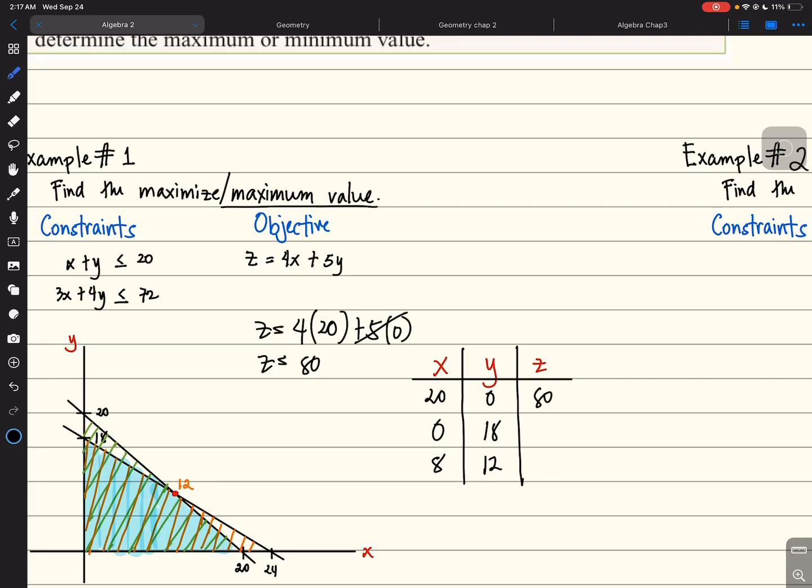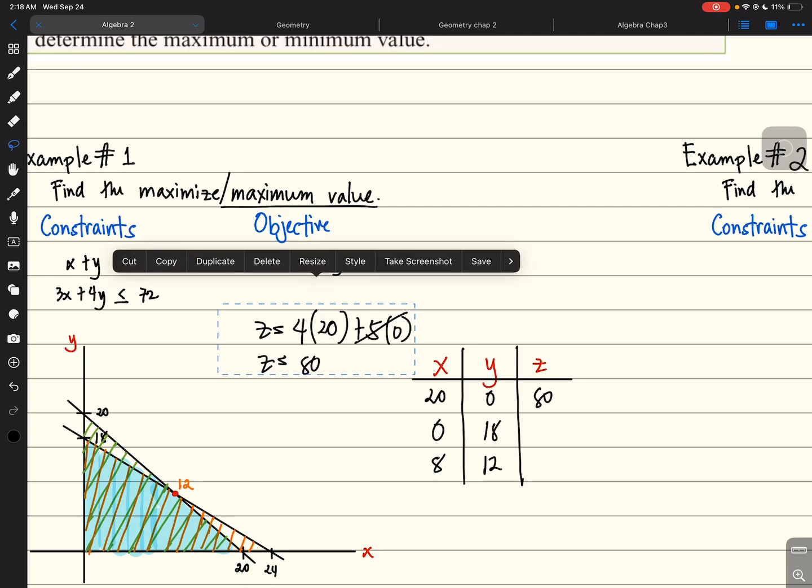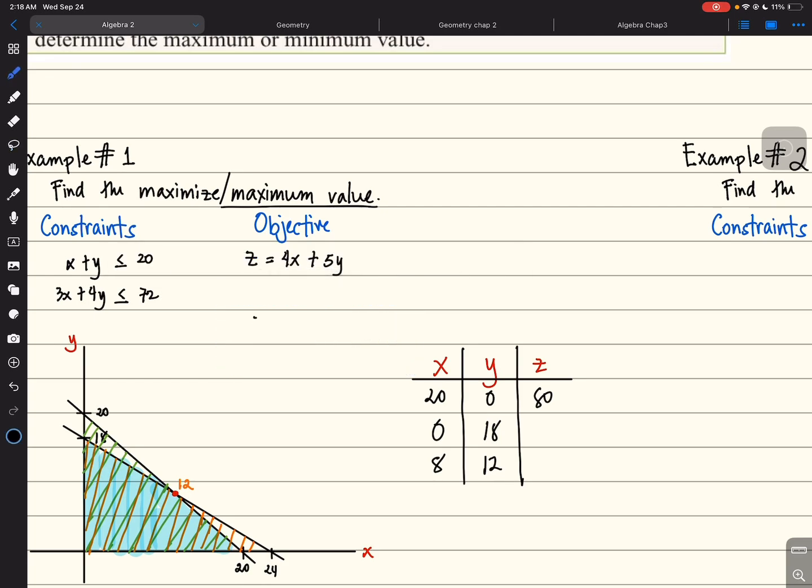How about the second one? Again, use this so that we can get the second z over here. So z equals 4x. What is x? 0. Plus 5y. What is y? That is 18. So this is already eliminated. And what is z? 5 multiplied by 18, that is 90. So this is 90. How about for the third value of z?